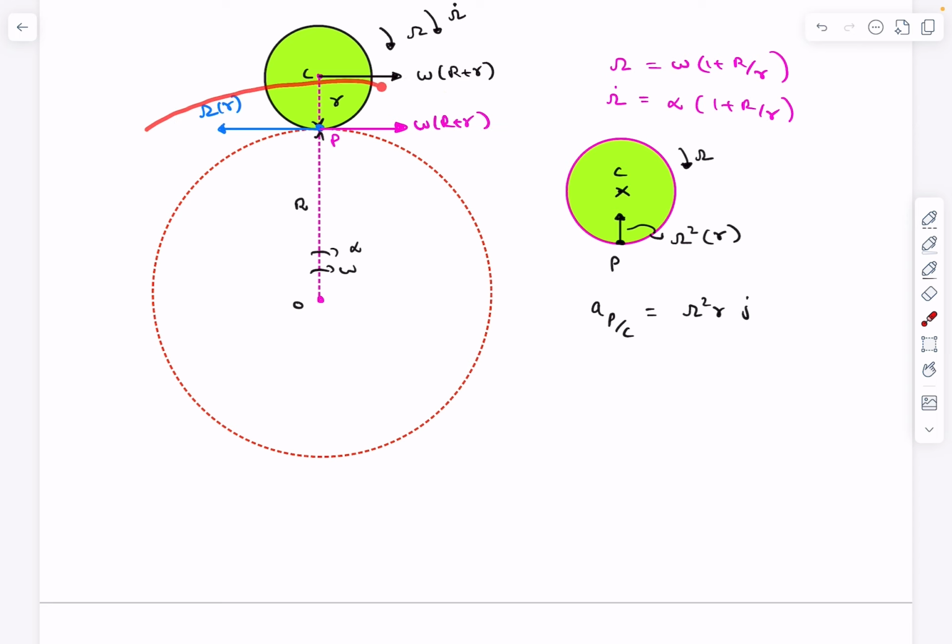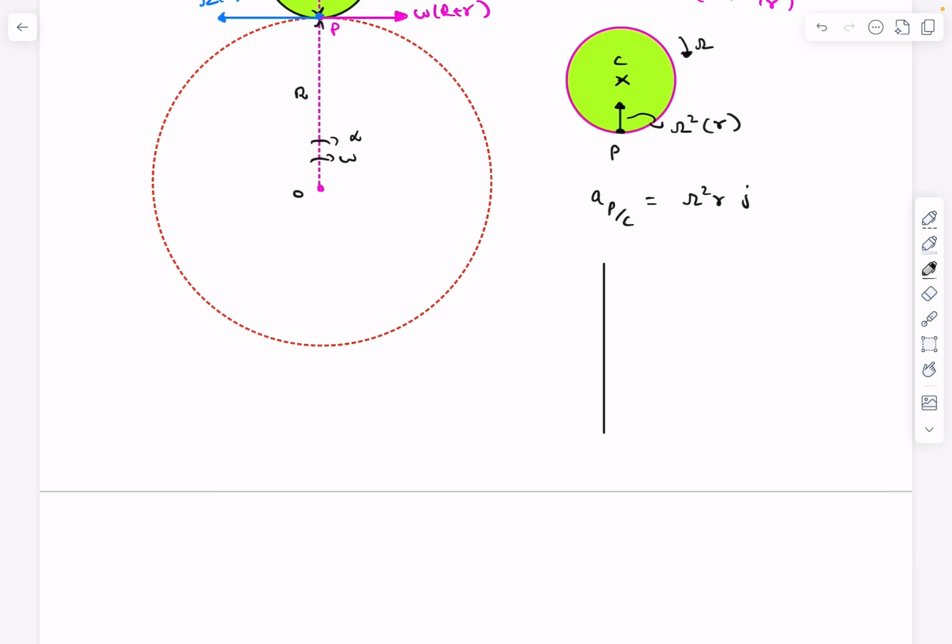Okay, so now because of the circular motion of C, it will have two components of acceleration. One component is towards the center of curvature, which is point O, and the magnitude is going to be omega squared because the angular velocity of this circular motion is omega, right? So it will be omega squared times distance from the axis, which is capital R plus small r. So if this is C and this is O, circular motion is of radius capital R plus small r and angular velocity is small omega. So the acceleration is towards the center and has a magnitude of omega squared times capital R plus small r.